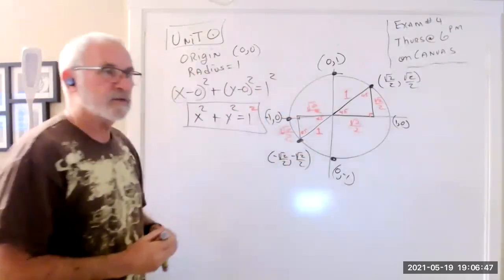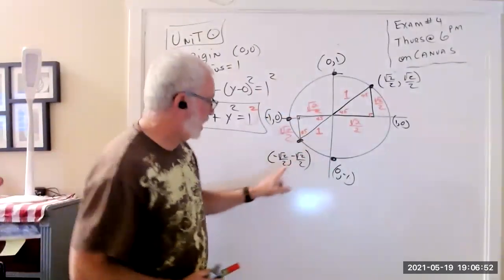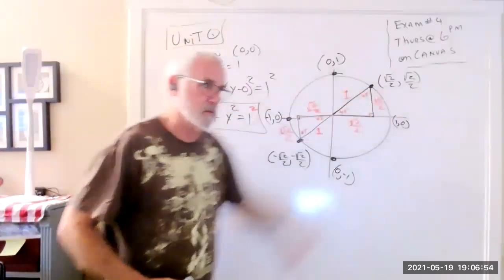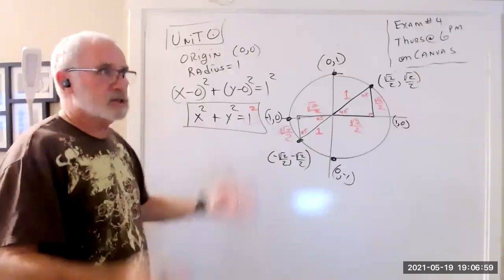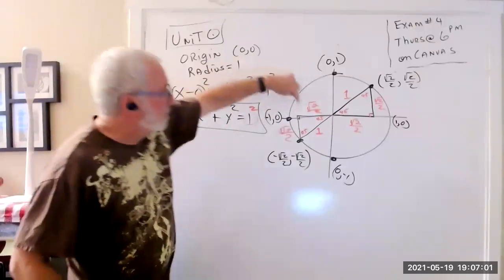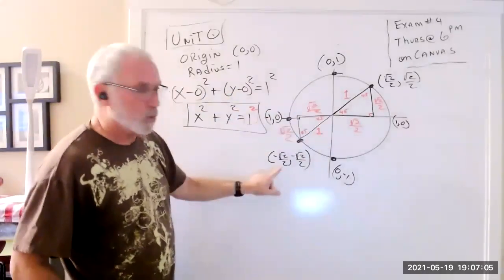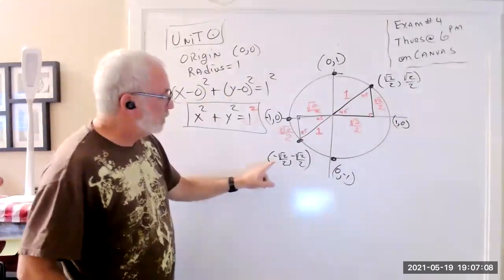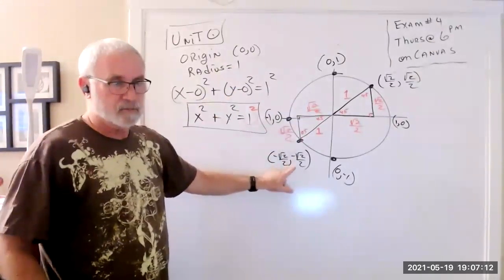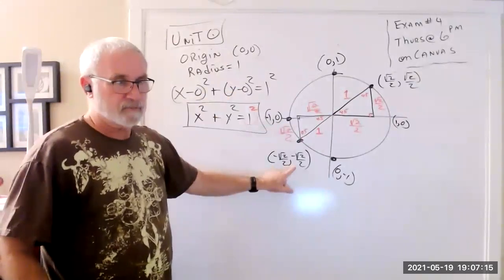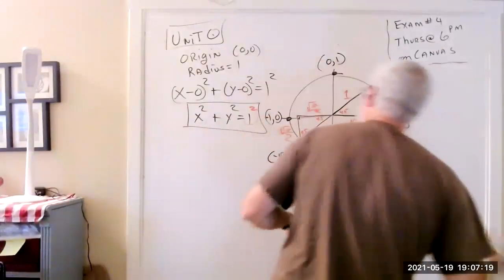Where did the negatives come from? Why are they negatives here when they weren't here? The quadrant. The quadrant, that's it. It's still the same triangle. It's got the same legs. It's got the same hypotenuse. We just drew it in a different quadrant. So it'll have the same numbers, just different positives and negatives. Okay? Now, we can go further.